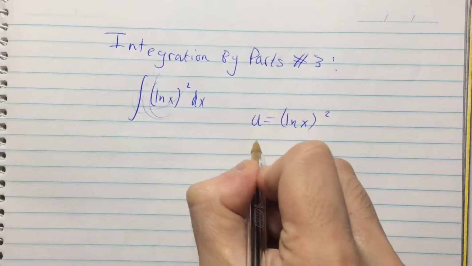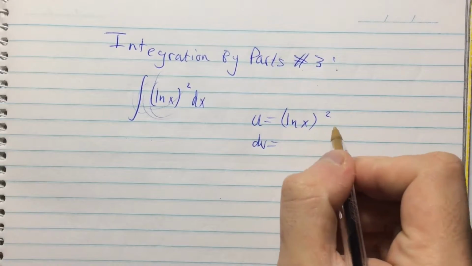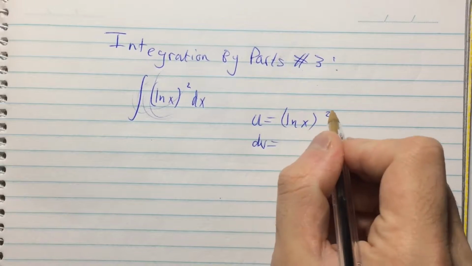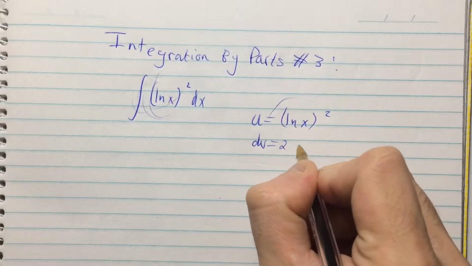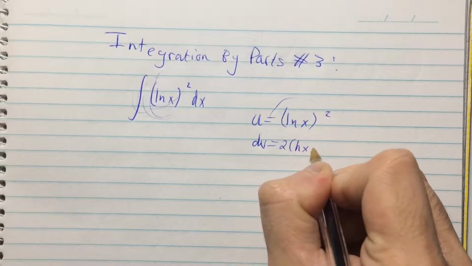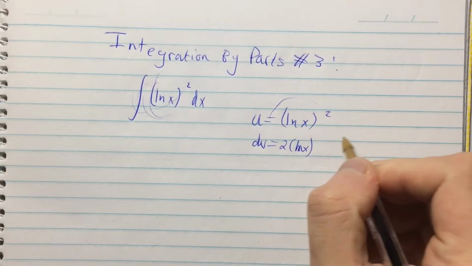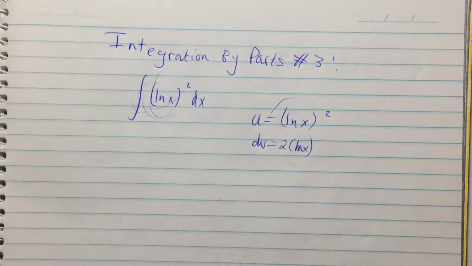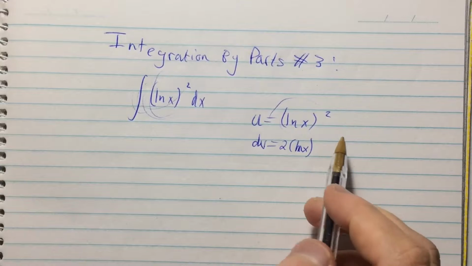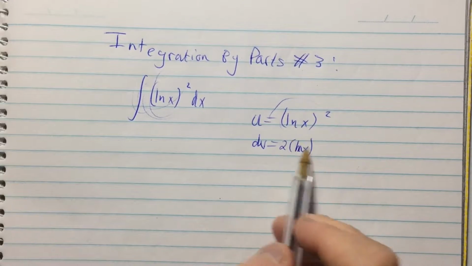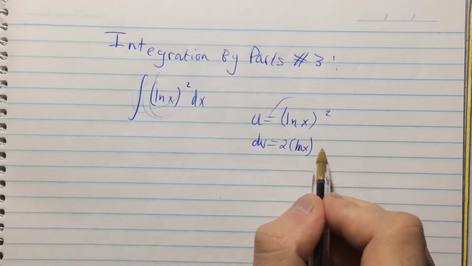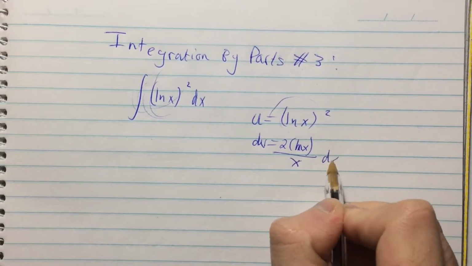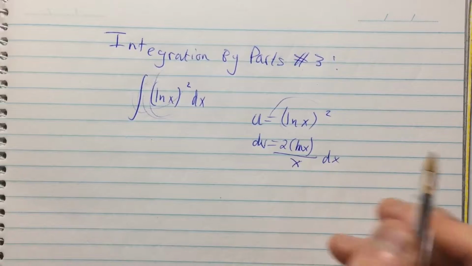Cool, so du is equal to, now how do you take the derivative of ln of x all squared? Well, power rule, so the power comes in the front, so 2, and then multiplied by just ln of x, so you leave ln of x. And then you take the derivative of ln of x. So now what's the derivative of ln of x? Well, that's just 1 over x. So it's 1 over x and it's dx.